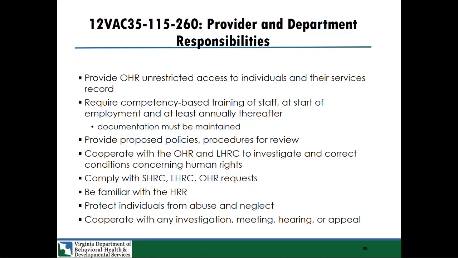You as a provider are also responsible for ensuring individuals' protection from any abuse and neglect and cooperating with any investigation or hearing or appeal as it relates to any complaints filed on behalf of any individual served.